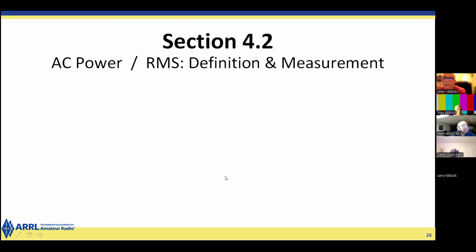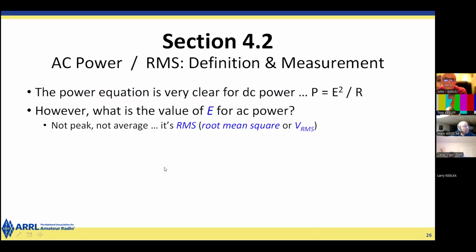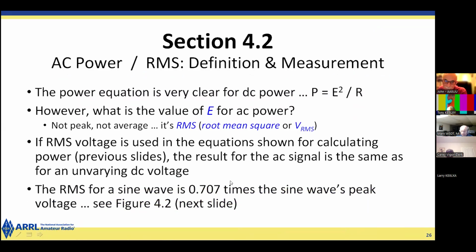Okay. Now for some education here. Power equation is very clear for DC. P equals E squared over R. However, what is the value of E for AC power? Not peak, not average, it's RMS. If RMS voltage is used in the equation shown for calculating power, the result for the AC signal is the same as an unvarying DC signal. The RMS for a sine wave is 0.707 times the sine wave's peak voltage.